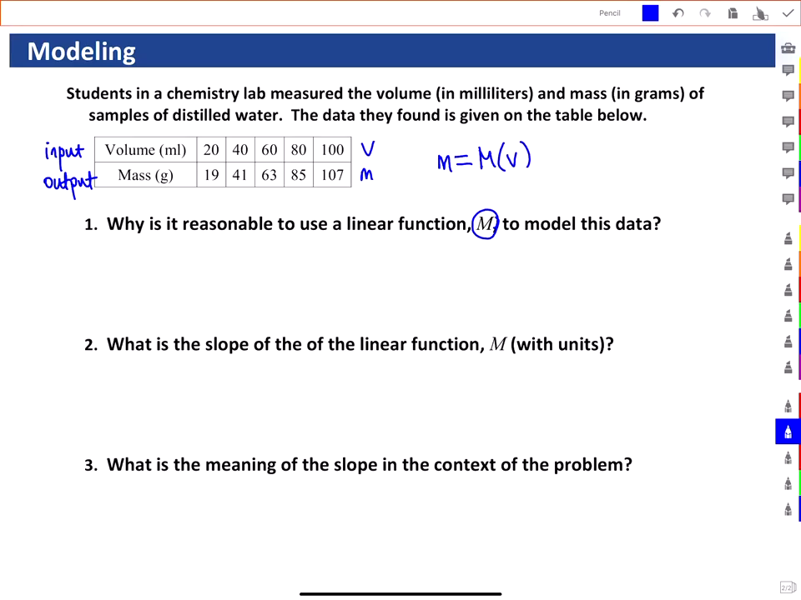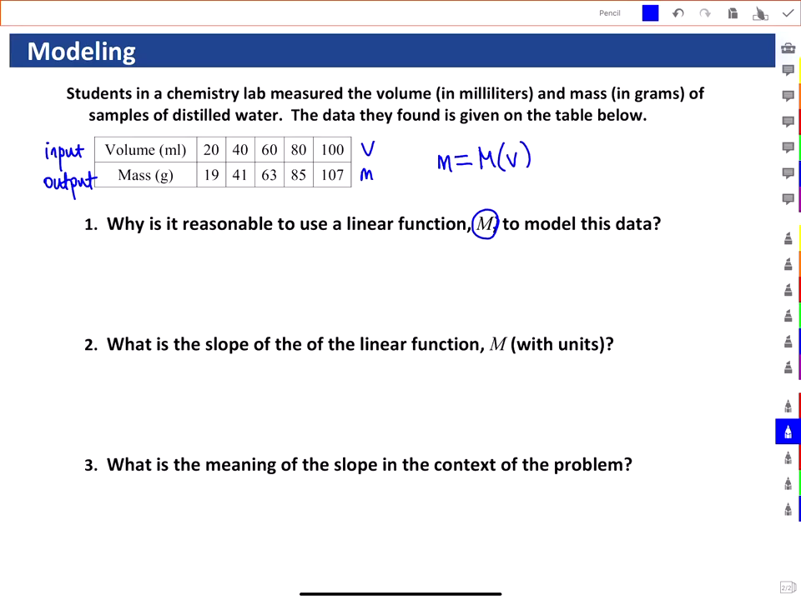Okay, first question here then. Why is it reasonable to use a linear function to model this data? We've answered a question similar to this in previous screencasts. We know that linear functions have a constant average rate of change. So you could certainly go through and pick out the different average rates of change with this data. Pick like 20 to 40 and then 60 to 80 or 20 to 100, whatever. No matter what intervals you pick, you should always end up with a constant average rate of change.